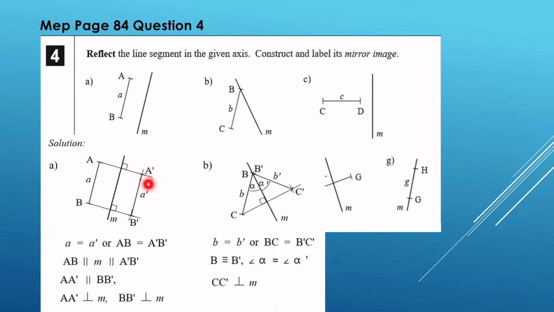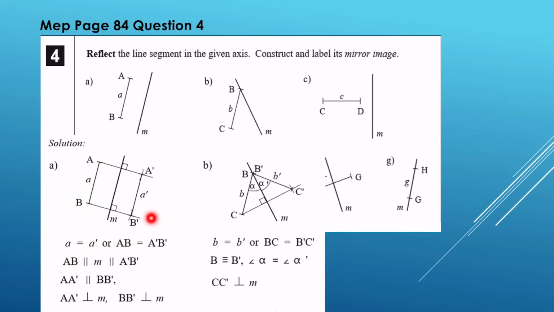We reflect point A, same way, draw a perpendicular line, and then using your compass, you can draw an arc and find A prime. And then point B, draw a perpendicular line using your compass up in the same distance from this point to B, and then draw an arc on this line. And then you can join point A prime and B prime to have the image of the segment AB.